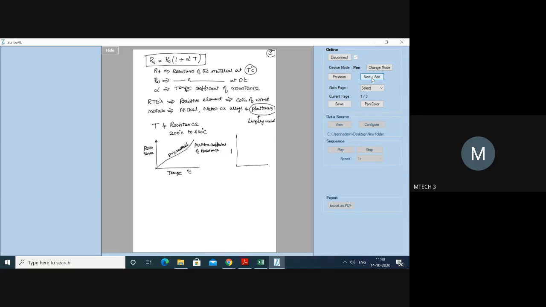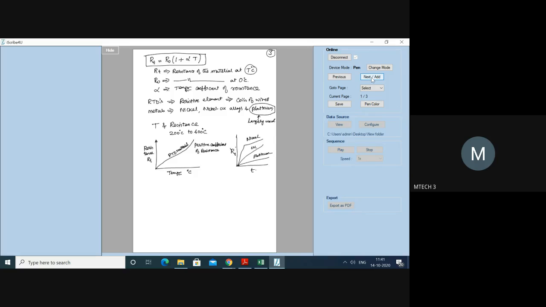So if you consider this, the resistance is nothing but RT because R naught is the same. Then we have T. So this is going to be for nickel, generally, and this is for copper, and this is for platinum. Now platinum is going to show a gradual increase.